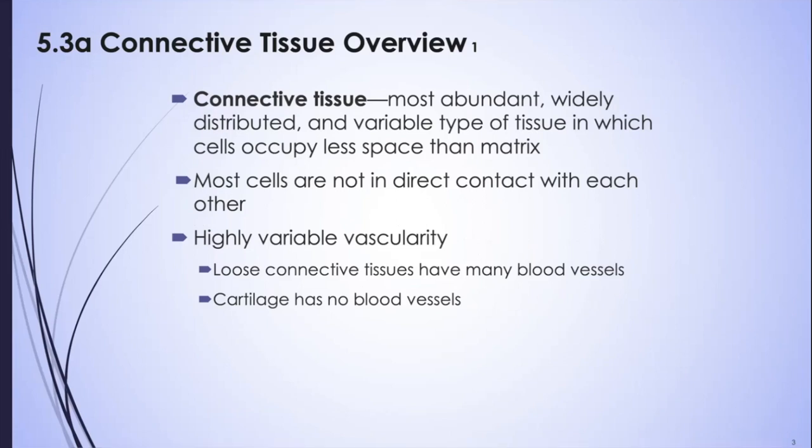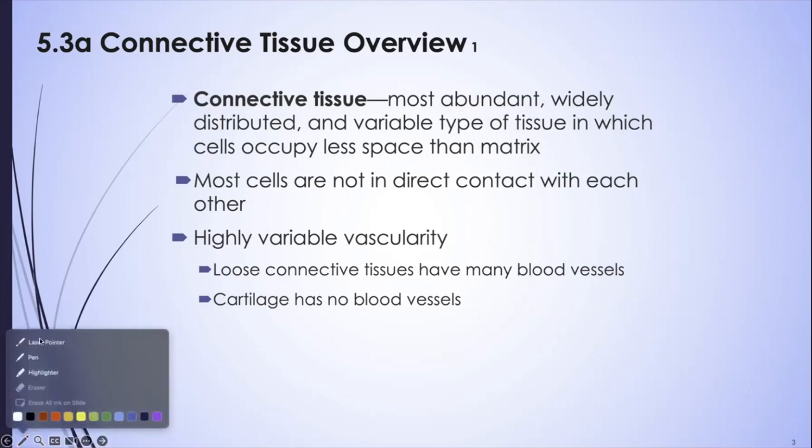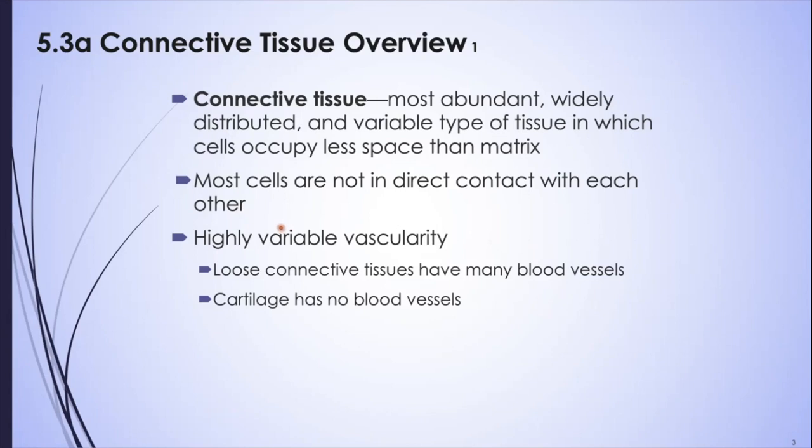Connective tissue is going to be the most abundant, widely distributed, and variable type of tissue in which your cells occupy less space than the matrix. So let me get my little pointer going on here. There we go. Most of your cells are not going to be in direct contact with each other when we're talking about connective tissue. That's very different than our epithelial tissue that we covered in the previous slides.